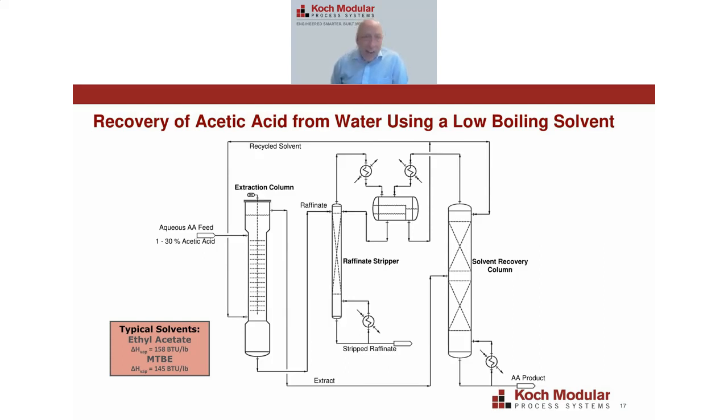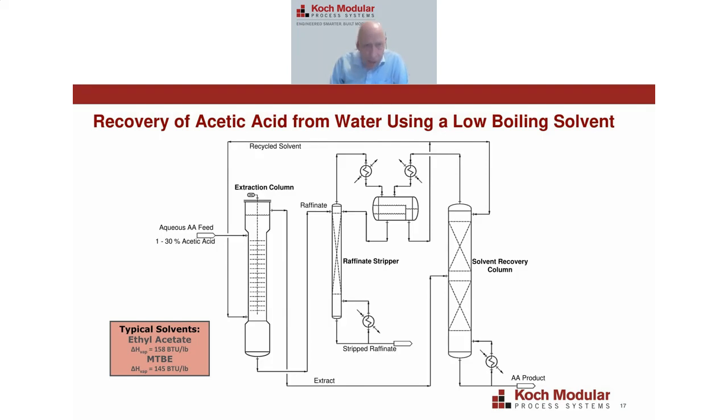So this is what a typical liquid-liquid extraction process would look like. The ones we've been discussing anyhow, we have an aqueous organic system with a low boiling solvent. So this is for acetic acid extraction. If you bring in an aqueous stream at the top of an extraction column with acetic acid, you bring in a solvent like ethyl acetate or MTBE in the bottom of the column, and then you use that solvent to extract out the acetic acid from that aqueous feed.